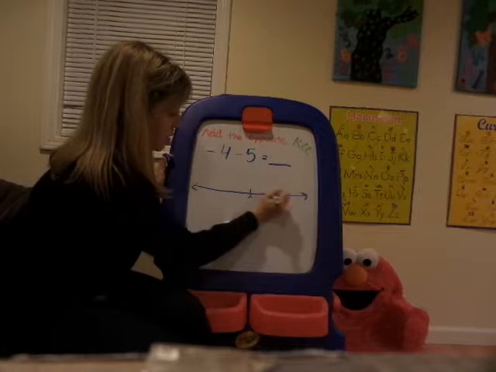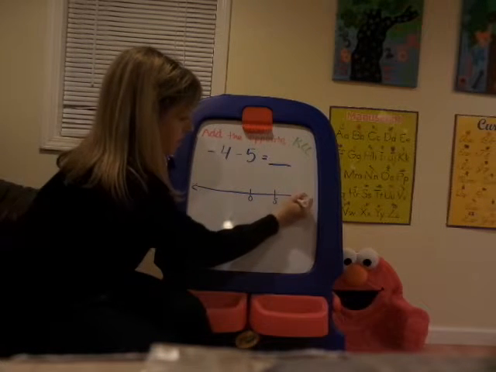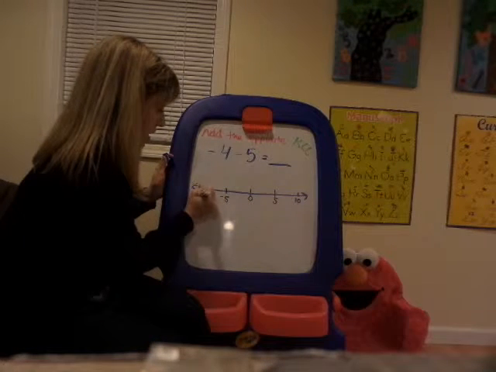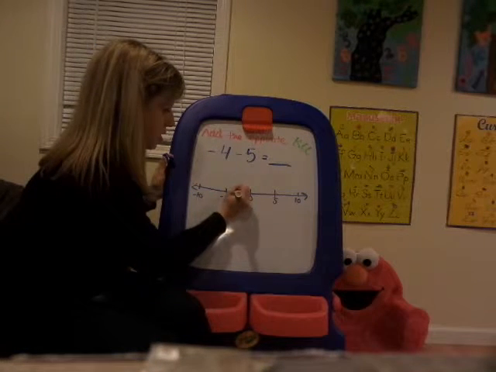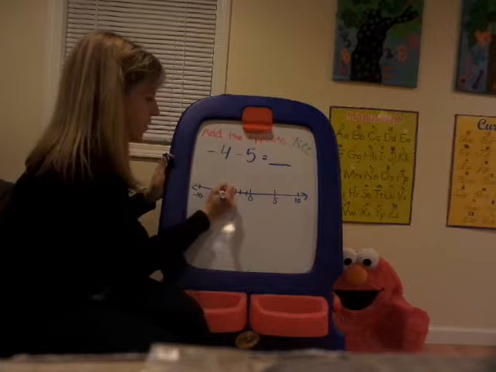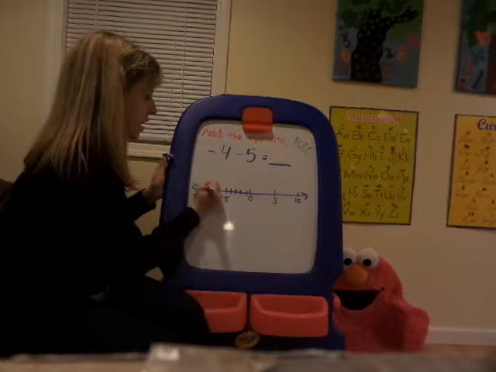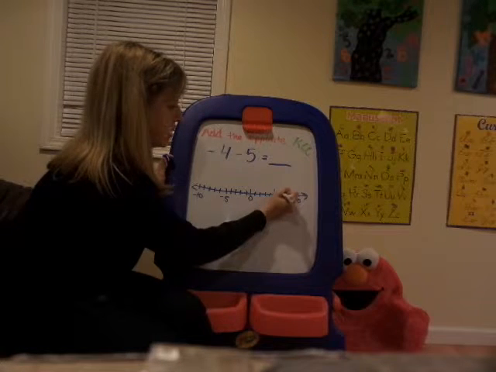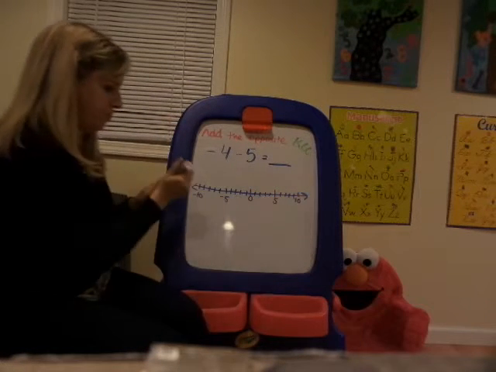0, 5, 10, negative 5, negative 10, negative 1, negative 2, negative 3, negative 4, negative 5, negative 6, negative 7, negative 8, negative 9, negative 10. Then 1, 2, 3, 4, 5, 6, 7, 8, 9, 10.